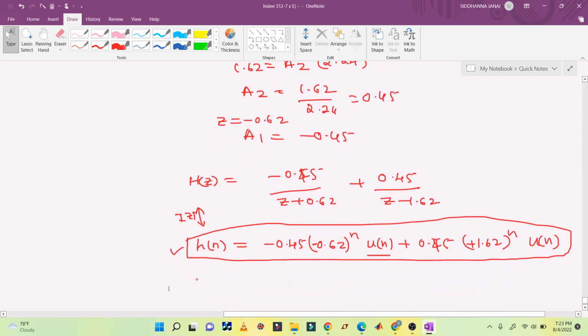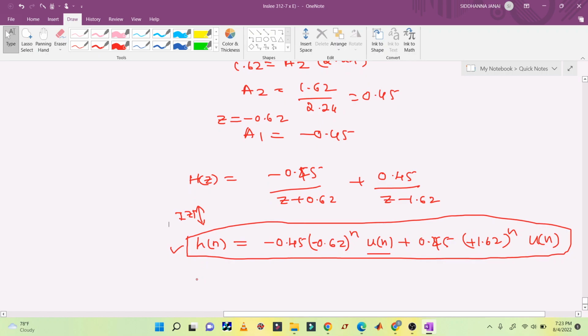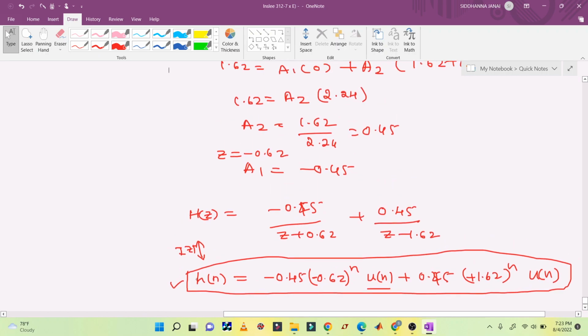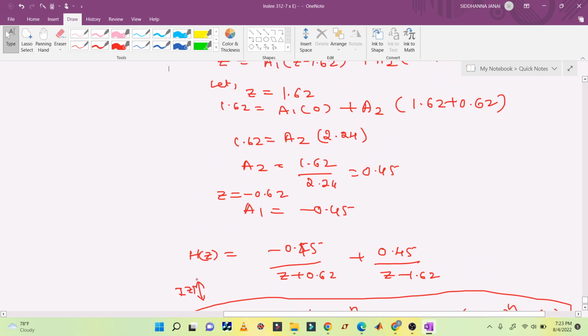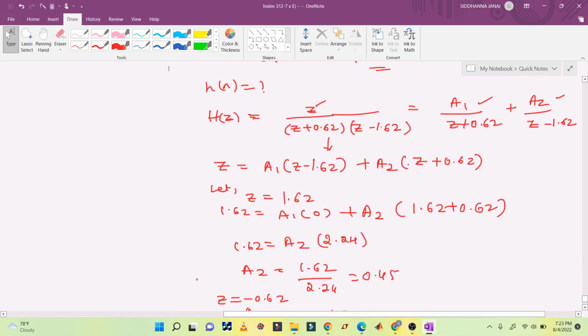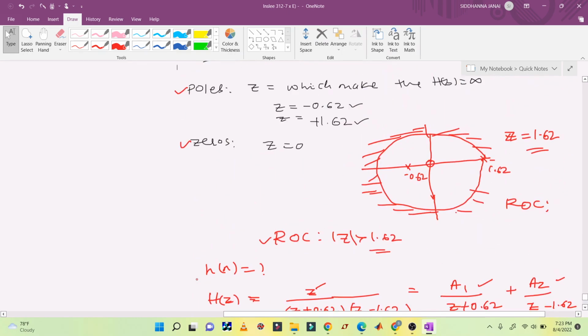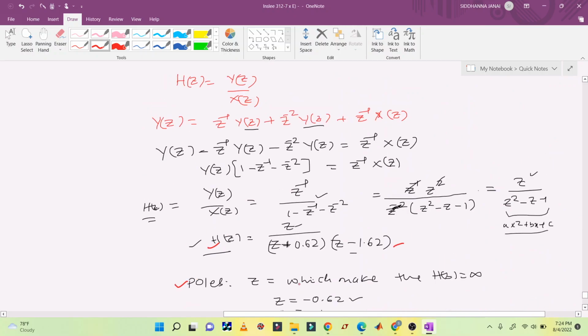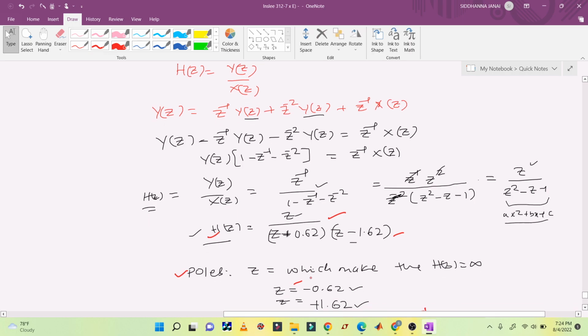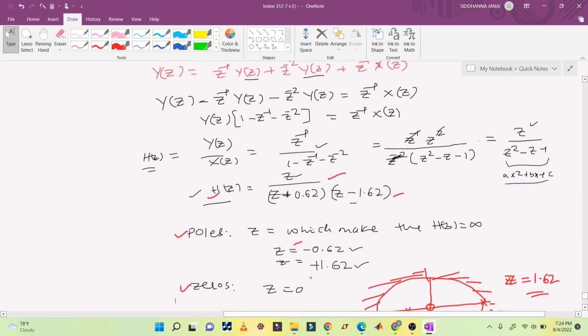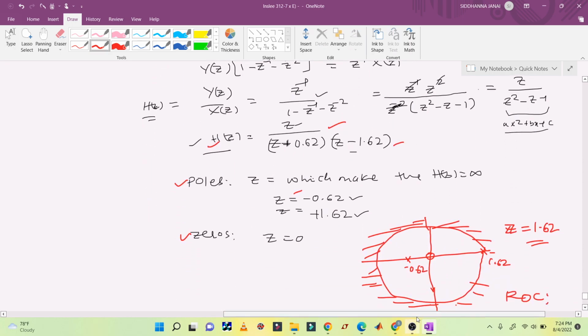We have calculated the ROC. We have calculated poles and zeros locations and H of Z transfer function. This is the transfer function. These are poles and zeros and this is ROC.